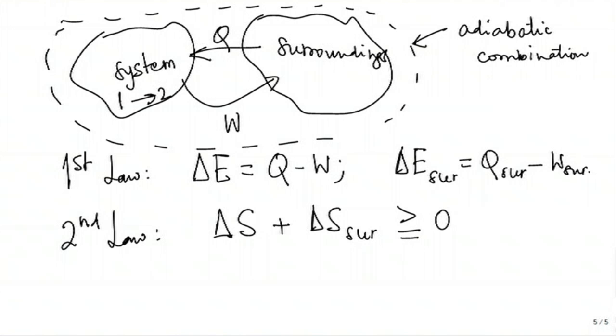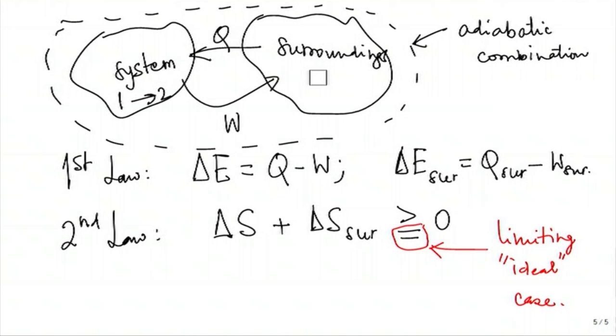Now, we know that this equal to 0 is a limiting, so-called thermodynamically ideal case. Now, if you want to reach this thermodynamically ideal case, what shall we do? You have to change either delta S of the system or delta S of the surroundings to make this equal to 0. Now, the initial states of the system and surroundings are fixed, one for the system and the corresponding one for the surroundings.